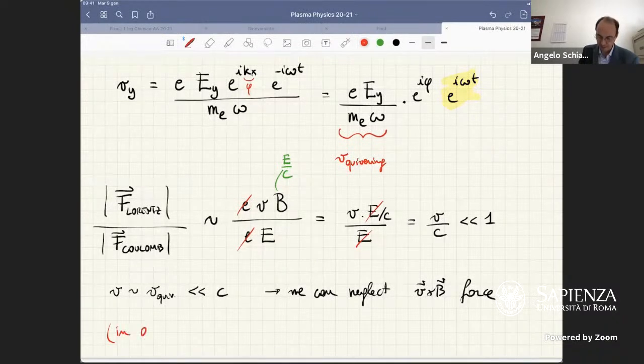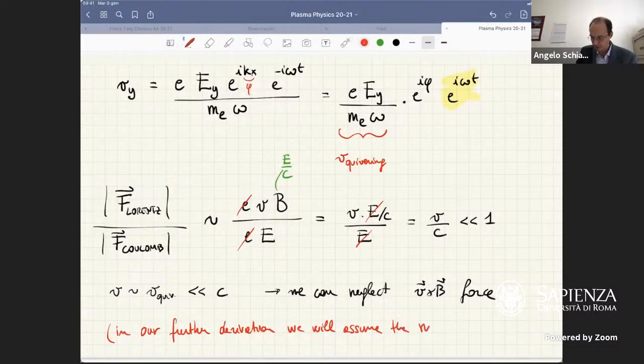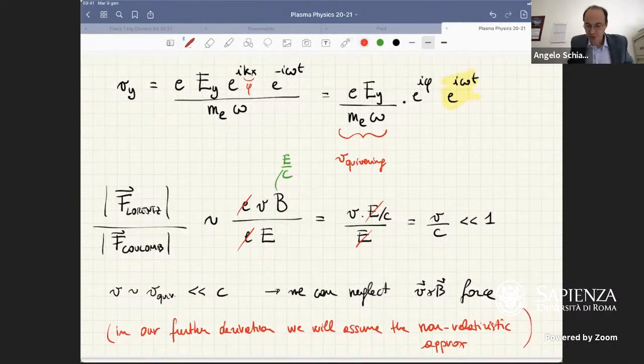In our further derivation, we will assume the non-relativistic approximation or regime. So a regime where the intensity of the wave is low enough not to make the electrons quiver with a velocity comparable to the speed of light.